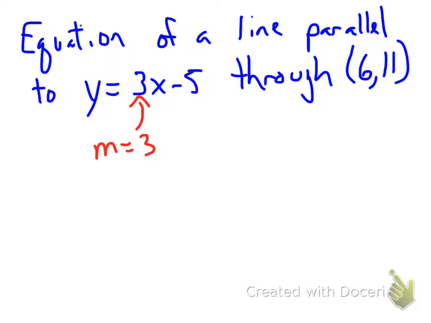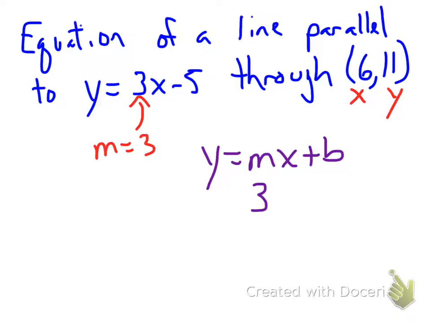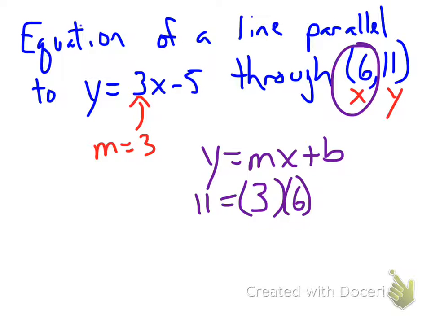I also know a coordinate point, which are x and y values. So if I think of the equation y equals mx plus b, I can now substitute those values in. My m value is 3. My y value is 11. My x value is 6. And the only thing I don't know is the y-intercept, which is my b value. But now I can go through and solve for b.